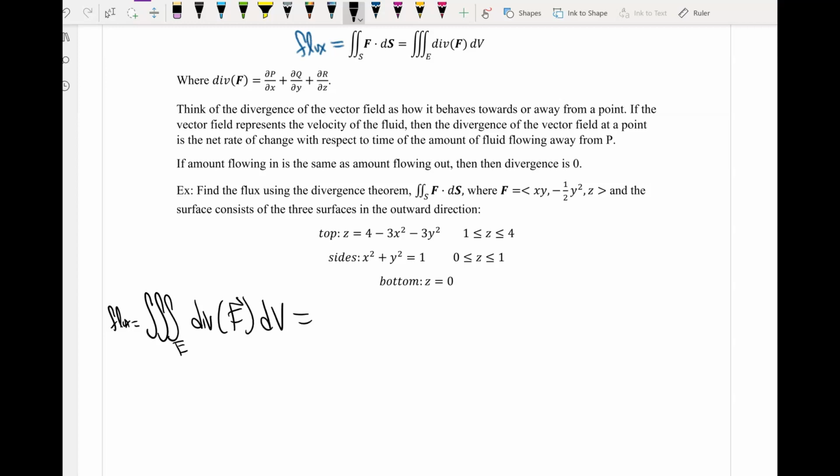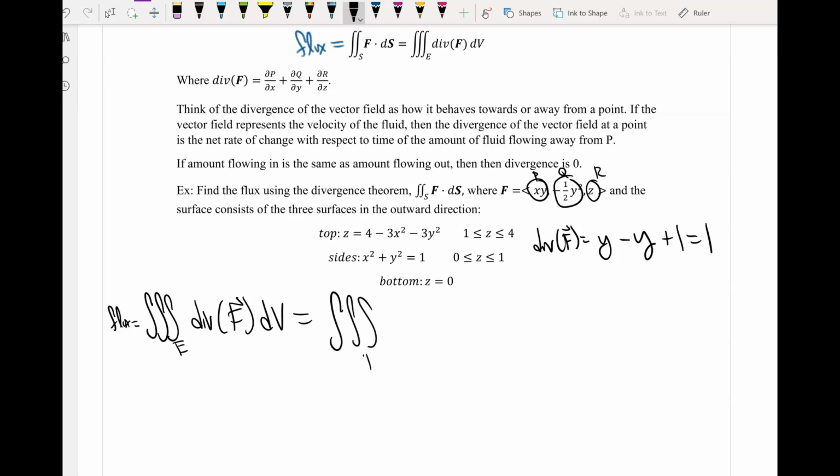Let's start off with the divergence. The divergence is just the partial derivatives of each component: partial P over partial x, partial Q over partial y, and partial R over partial z. Partial P over x gives me y. Partial Q over y gives me negative y. Partial R over z gives me 1. So the divergence is equal to 1. All I have to do is take the triple integral of 1 dV. This seems like a pretty good integral.